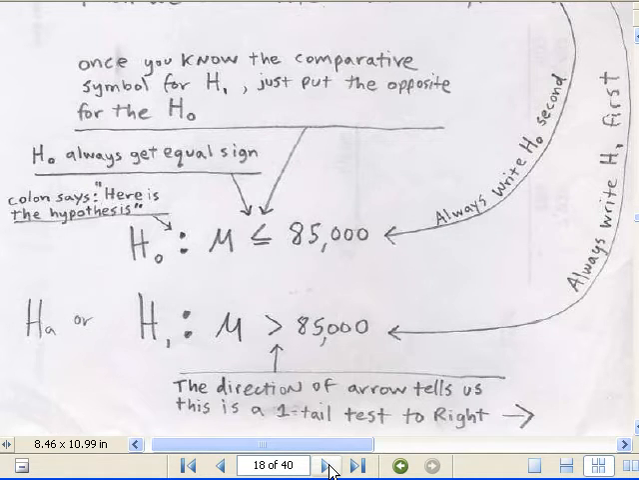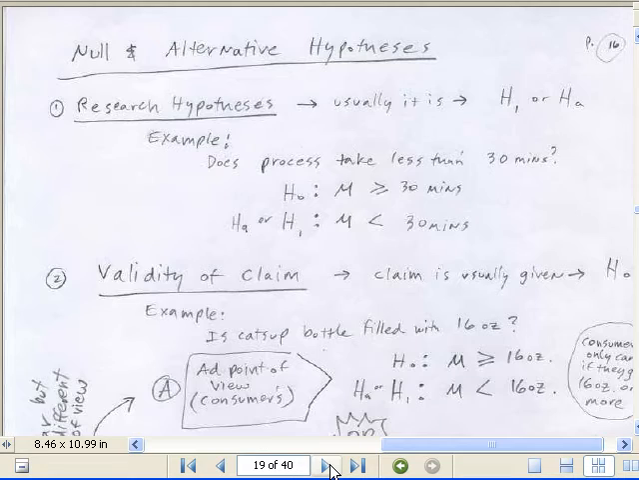Now let's talk a little bit more about the possibilities for null and alternative hypothesis. We could have a research hypothesis.